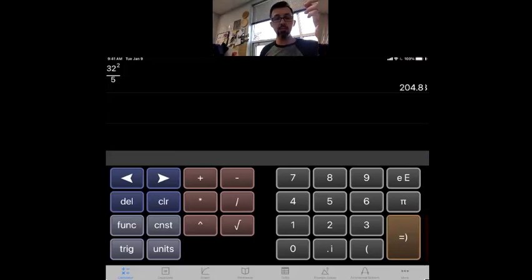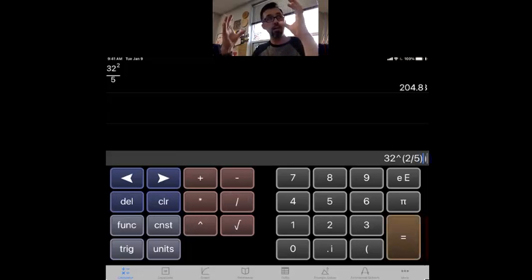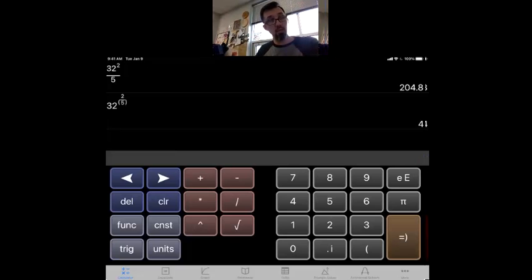Whose fault is that? Mine, because I typed it in wrong. So what should I have done instead? What do I need the calculator to understand? 32 to the 2/5. The calculator needs to understand that the 2 and the 5 go together in the exponent. The way we tell it that is by putting them in parentheses. And then when I look at what it's telling me it's doing, over on the left side there, now it looks like 32 to the 2/5 power. And look what the answer is, 4.